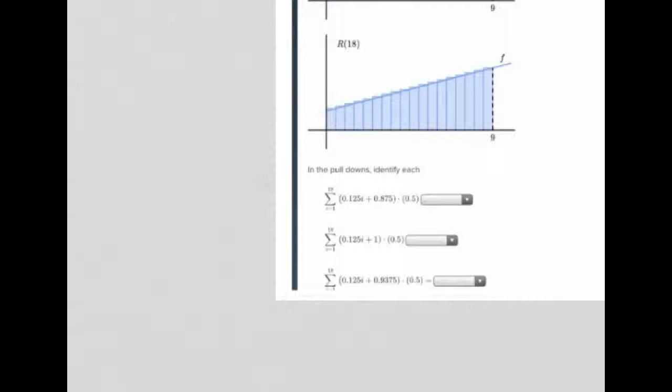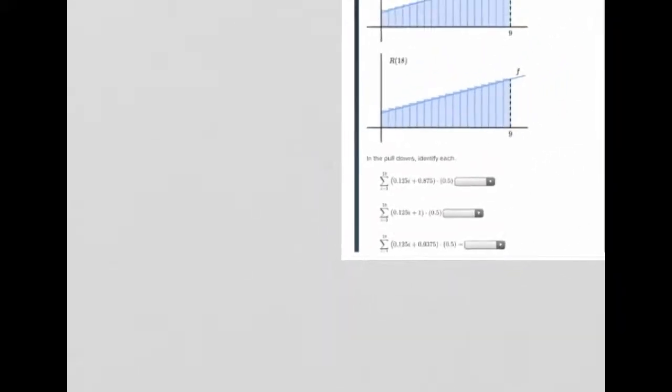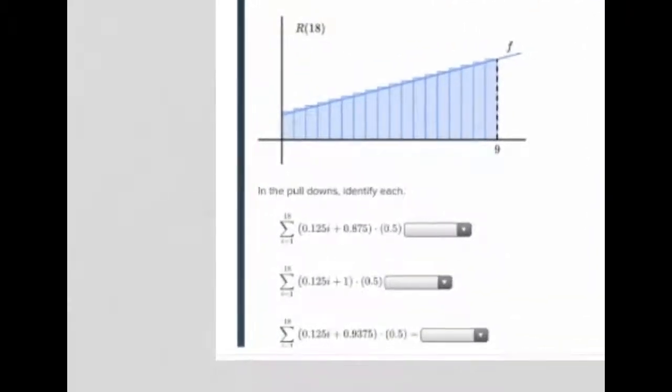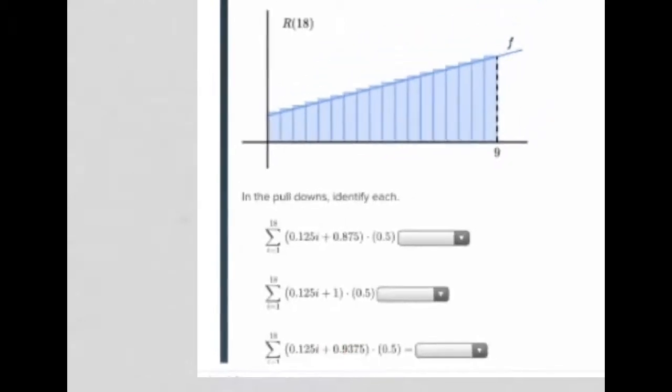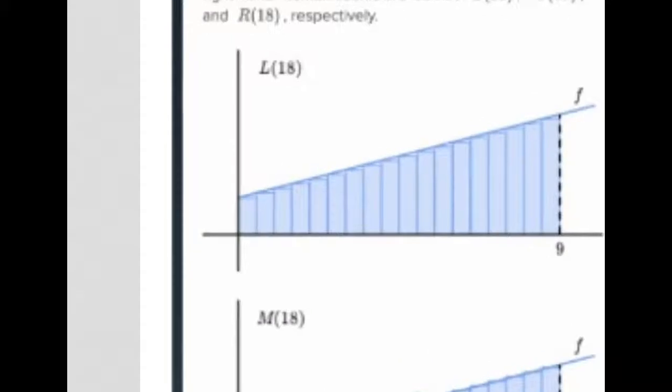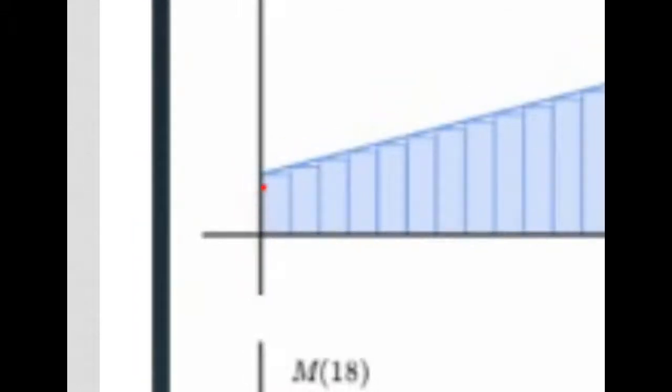So let's see. This is what I'm thinking in my brain. When i is 1, that's just going to correspond to the first rectangle. So we need to know what the height of the first rectangles are. And it looks like each one of these will give us different heights, just because they have different numbers here. The height of the first rectangle corresponds to an x value of 0, right?